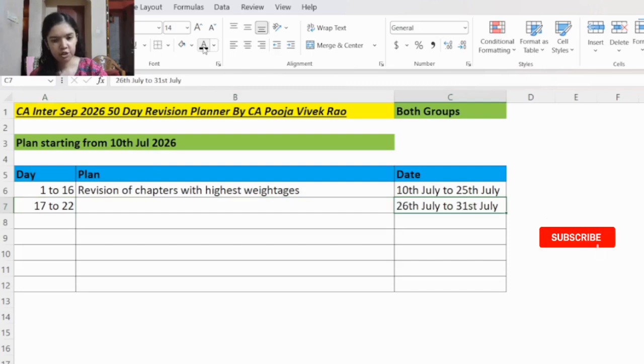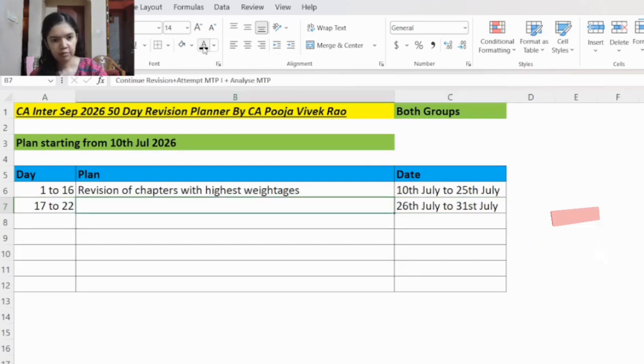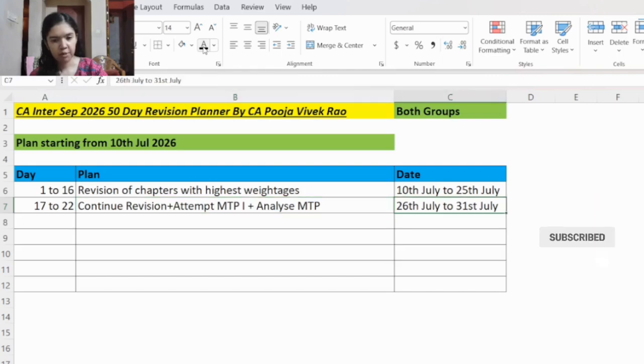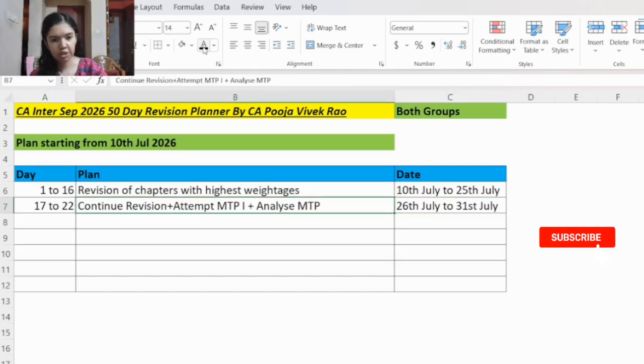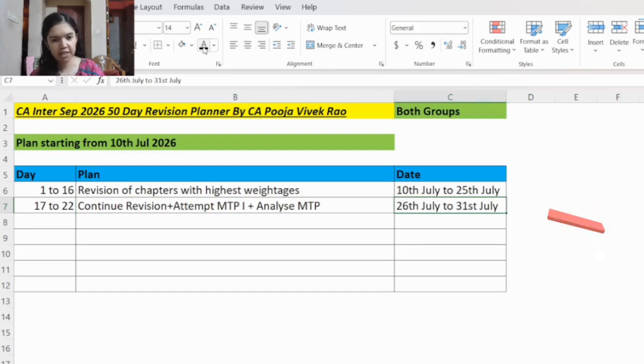That is 26th July to 31st July. Here you will continue the revision, plus you will attempt the mock test paper and you will also analyze the mock test paper. Like on 26th July, suppose in the morning slot you will revise Advanced Accounting MTP. And then in the afternoon from 2 p.m. to 5 p.m. you will give the Advanced Accounting MTP 1. So on you will do for the other subjects on the remaining days.